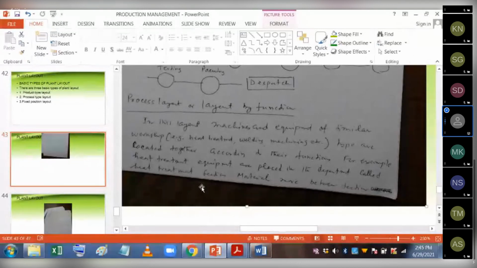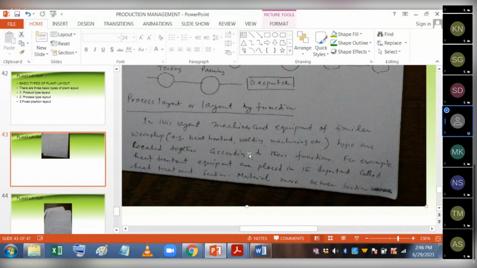So that is what batch type production is. And job shop production is, as I told you, tailor-made production. Each item, each product is different from the other. Each product is produced as per a separate drawing.